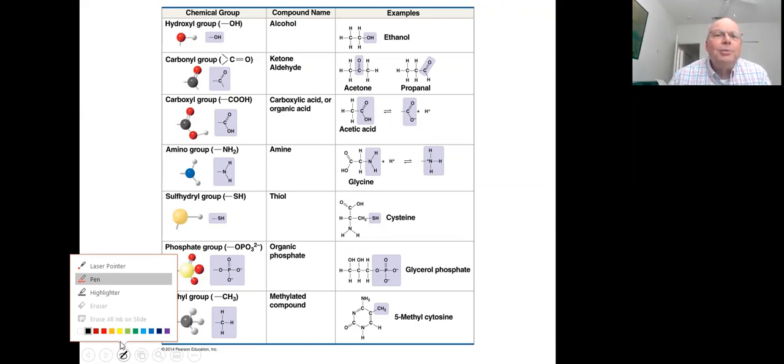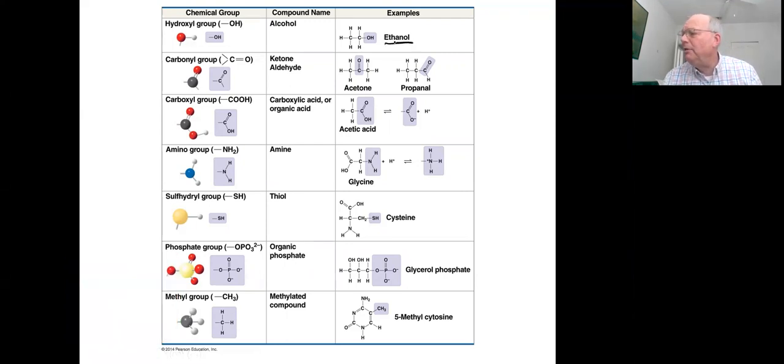Okay, so the hydroxyl group, you can see what it looks like there. It's an OH group. So the hydrogen and the oxygen are covalently bound to each other through a single covalent bond, and then the second covalent bond of the oxygen allows it to covalently bind to a carbon chain. You can see that here in ethanol, which is the type of alcohol that is found in wine and beer and spirits. And there you can see the hydroxyl group covalently bound to the carbon chain.